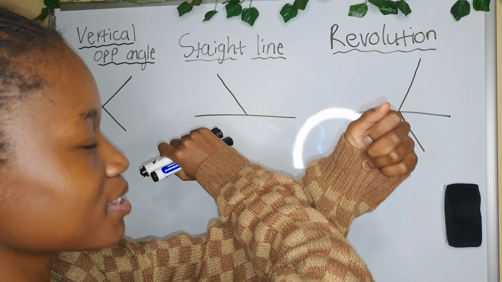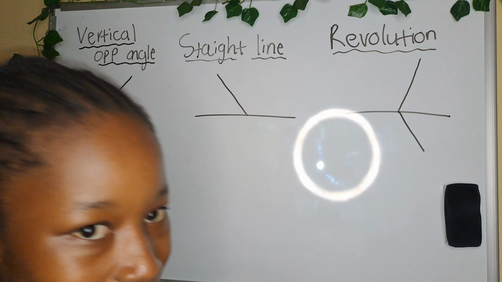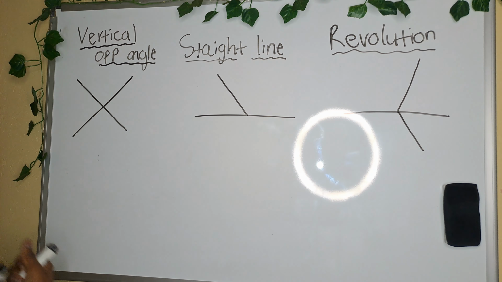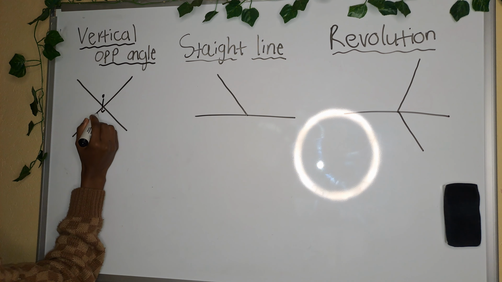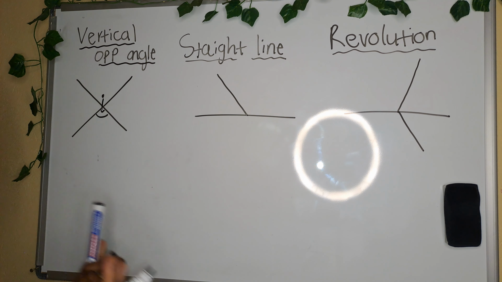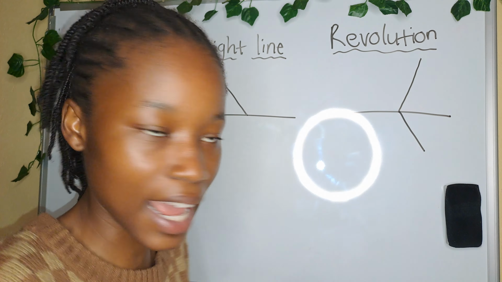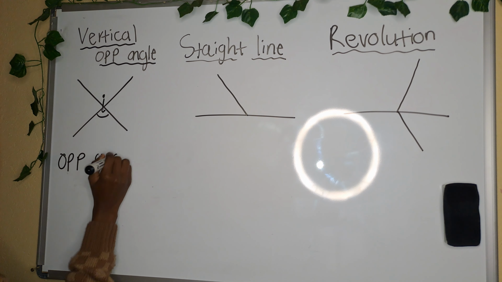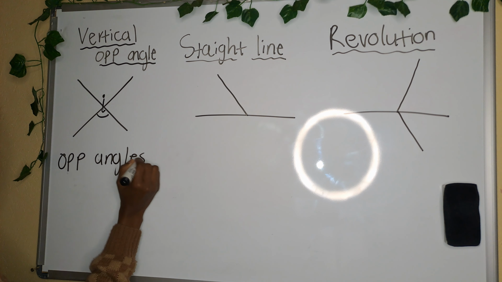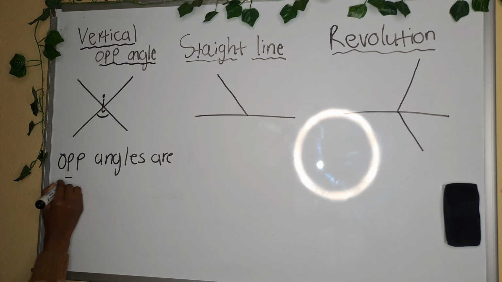So okay, what you need to know about vertical opposite angles is that the angles which are opposite, how opposite, you're asking yourself. So this angle, you can see that it is actually pointing which angle? These angles. So these are known as opposite angles. So in this one, the opposite angles, they are equal.